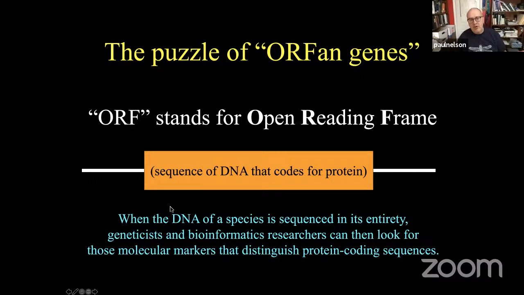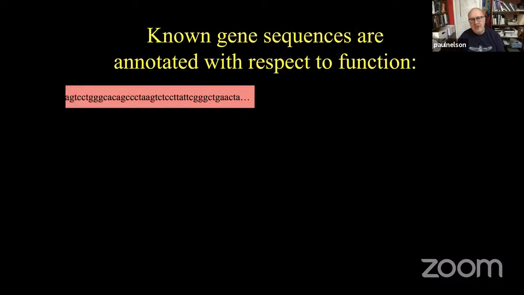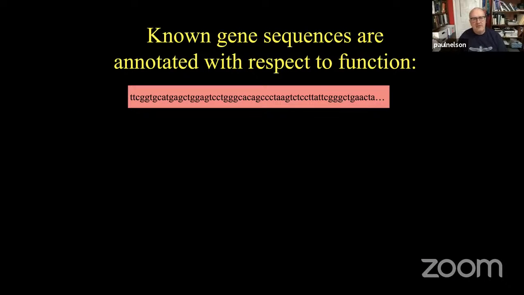And gene finding programs will go through sequence data looking for these features that characterize open reading frames and tag them and say, this is very likely a sequence coding for protein. So you take your newly sequenced DNA, and of course, this is just a cartoon. A real sequence would be very much longer than that.